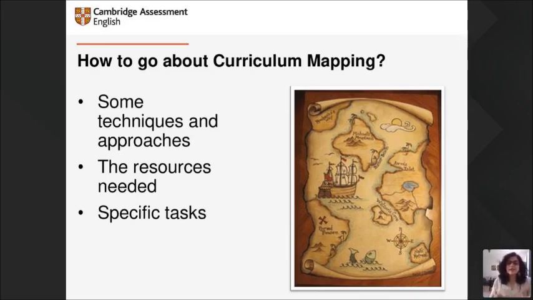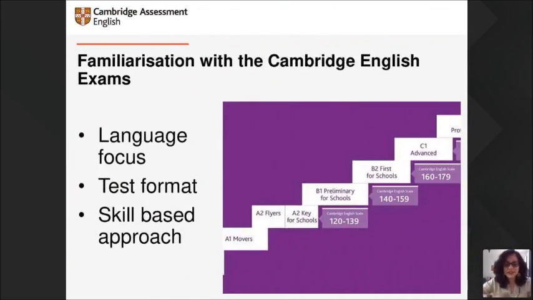Besides the techniques and approaches, we will also have a look at the resources that are needed. And towards the end of the webinar, I'm going to familiarize you with a range of free resources, study material and references that are available online and that you can make the most of. And like I said, we'll be looking at the techniques and approaches through very specific tasks.